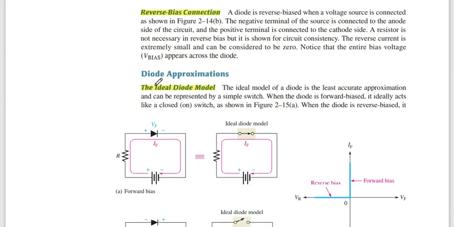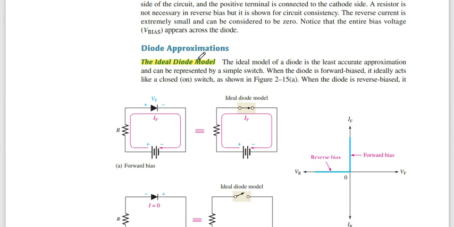Okay, there are diode approximations. Ideal model: we remove any external factors. So when we apply the voltage, the current flows through the circuit without any resistance. This is the ideal model graph, where we apply the voltage and current flows through the circuit very fast.